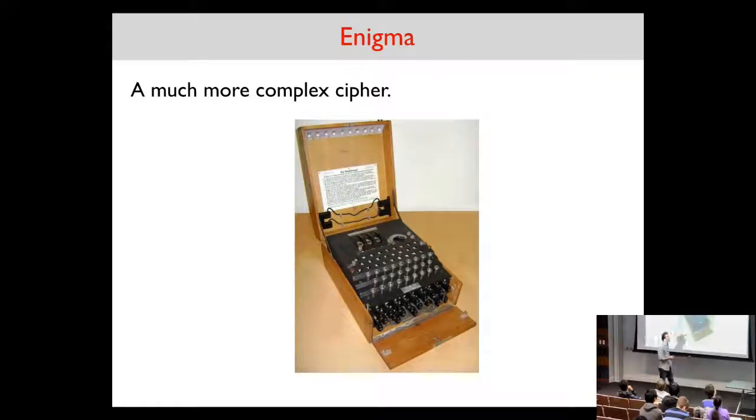Is a much more complicated cipher, the Enigma machine that was used by the Germans in World War II. This was much harder to break, but at the end it was broken by the Allies. And it's said that this reduced the length of the war by at least 2 years. The fact that the Allies were able to break these machines. But we're not going to discuss that.